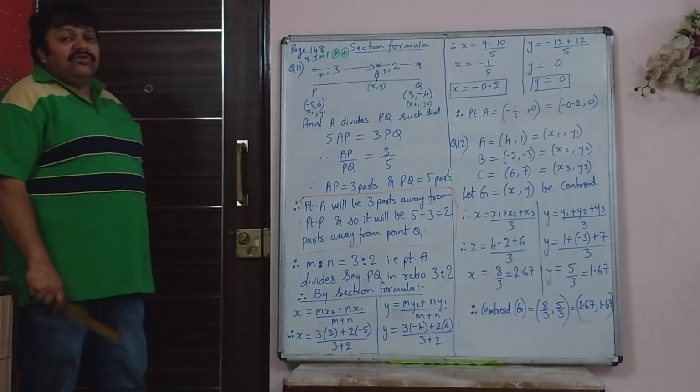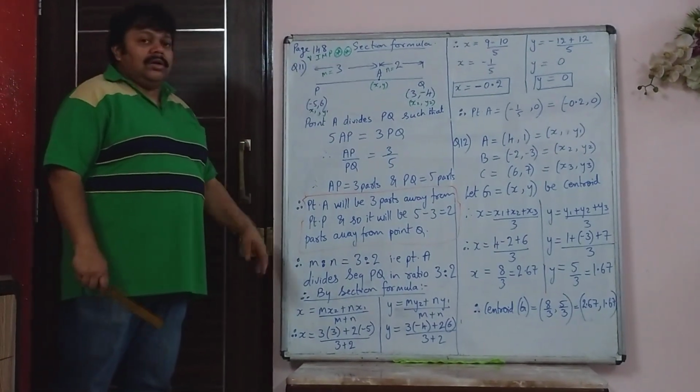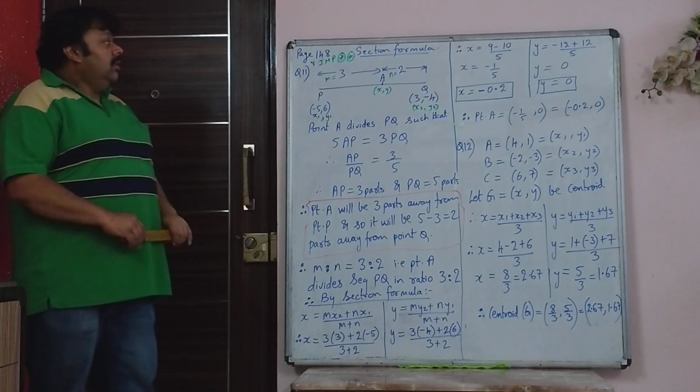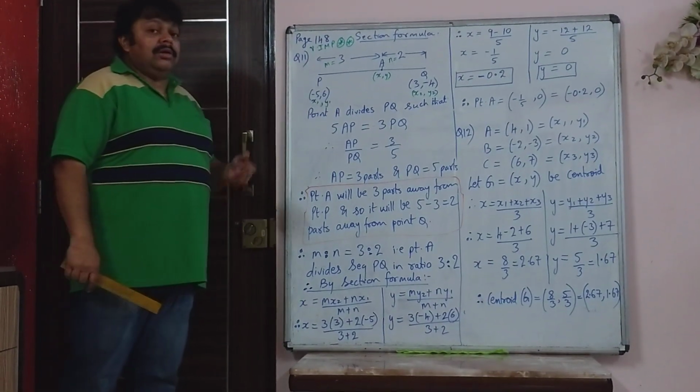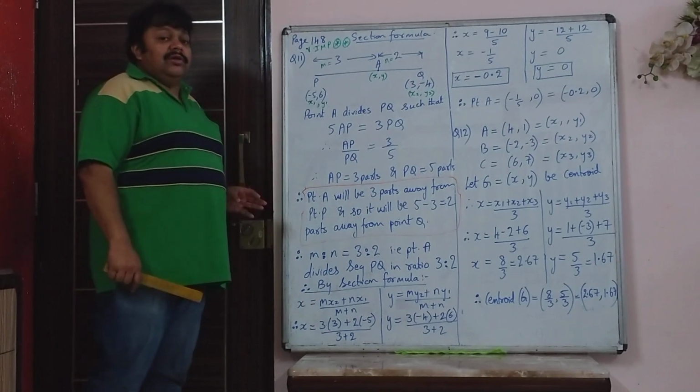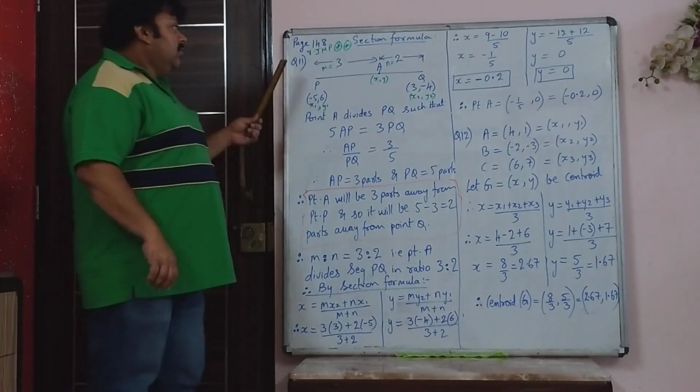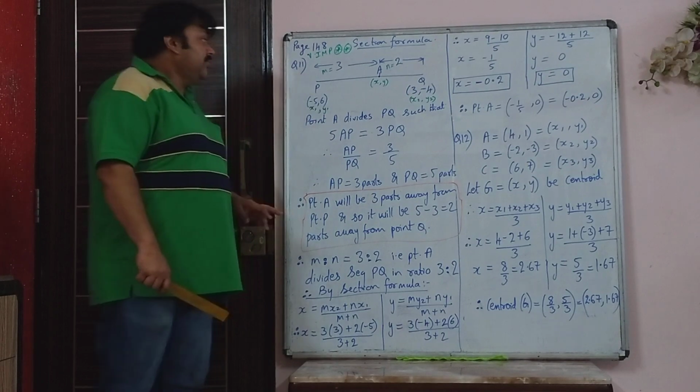We continue with section formula, page 148, classwork sum number 11. Mark that sum is very important. This sum will be asked in either my test or in the school test or in some prelim exam, it would be there. So mark this as a very important sum.